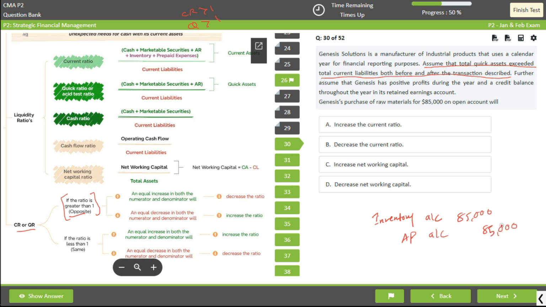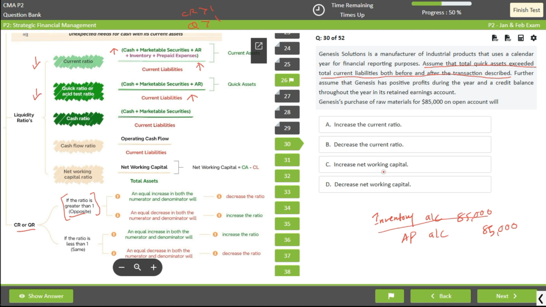This means your inventory is increasing and your current liabilities are increasing. If inventory increases and current liabilities increase, the current ratio will decrease. Inventory is not included in your quick ratio or acid test ratio. So for the quick ratio, accounts payable and current liabilities will increase, and if they are increasing, this is going to decrease the ratio.